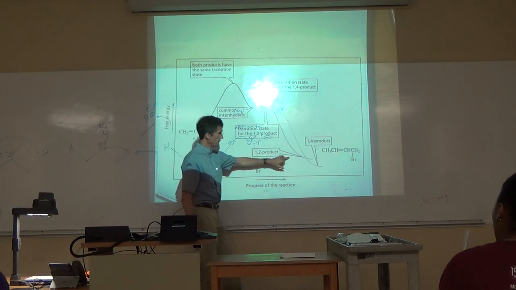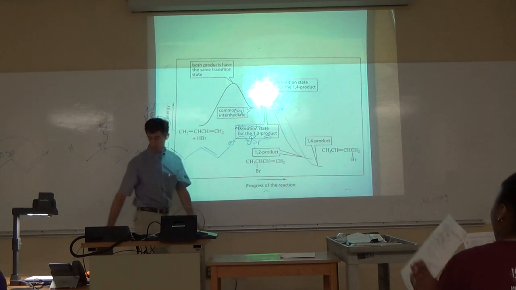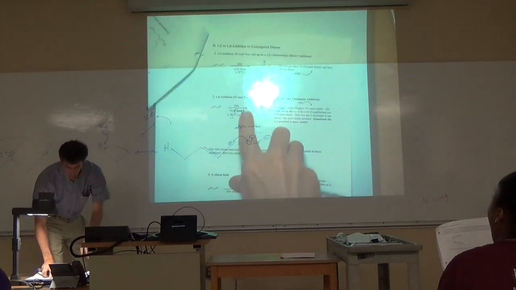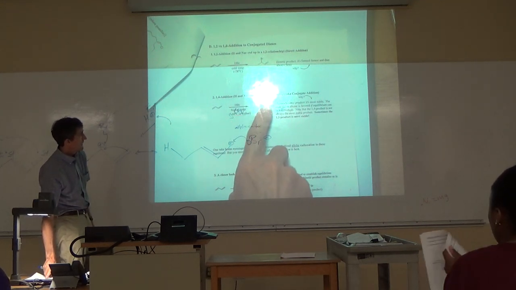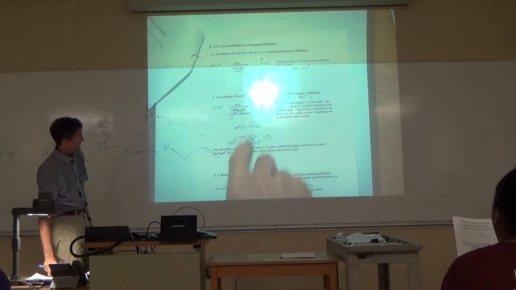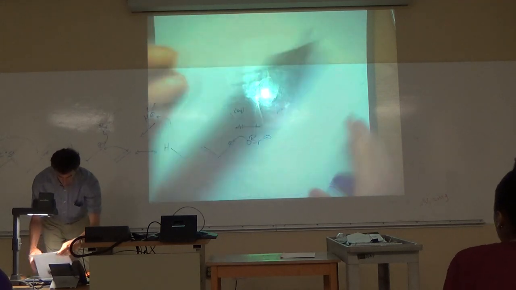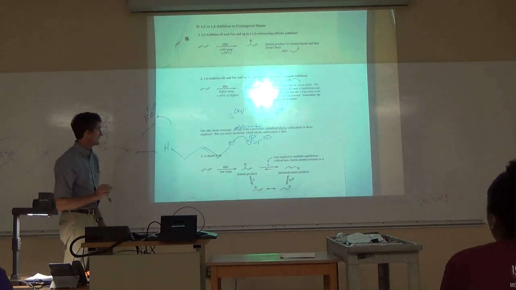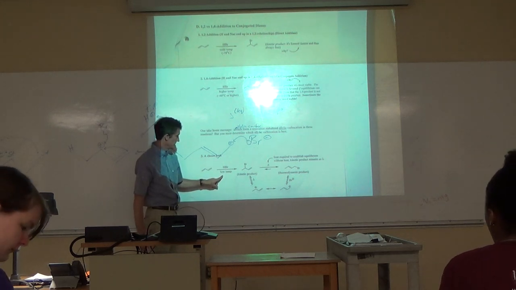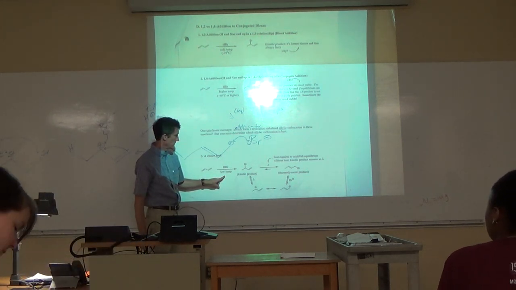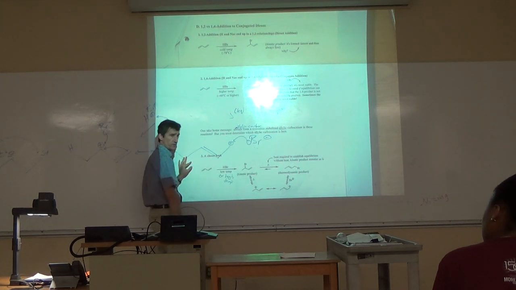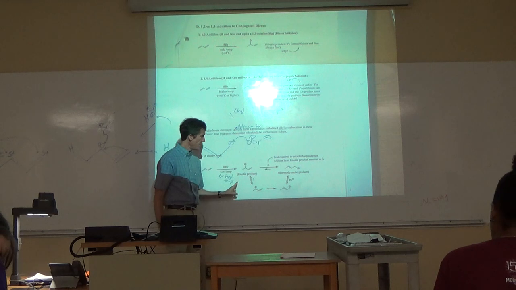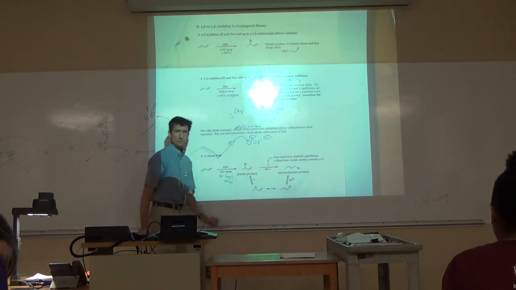Now, we said that the 1,2 products form fastest, always first. In this reaction here, what's formed first? Not that product. That product's formed first. This is shown below. Either way, that's formed first. But from there, if you have high temperature, this can convert to that. That's what's going on.